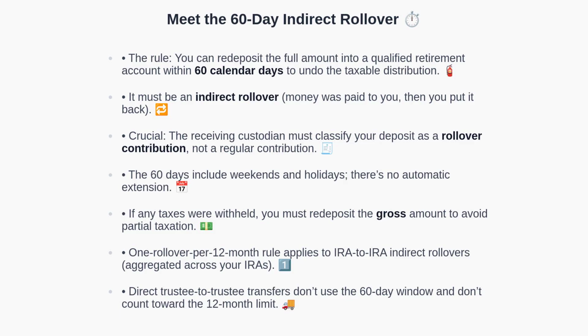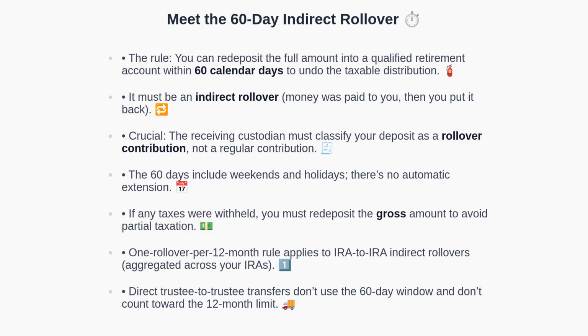If any taxes were withheld from the distribution, you must replace those withheld amounts out of pocket so that the full gross distribution is rolled over, otherwise the shortfall is taxable and may be penalized. The one rollover per 12-month rule applies to IRA indirect rollovers across all your IRAs. However, it does not apply to direct trustee-to-trustee transfers.